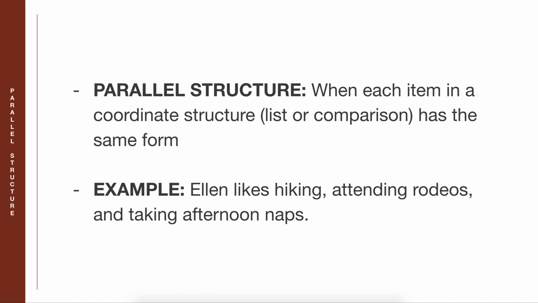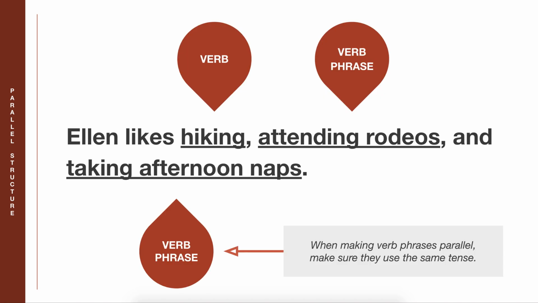In this sentence, we have a list. Item number 1 is hiking, item number 2 is attending rodeos, and item number 3 is taking afternoon naps. So those are the items that we are going to be looking at to determine whether or not this is parallel. Now, this is, in fact, a good example of parallel structure because each of those items are in the same form. If we look at it carefully, what we have are 3 verbs or verb phrases.